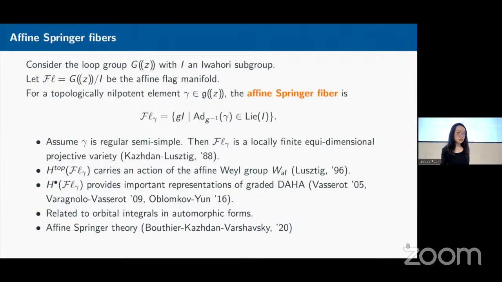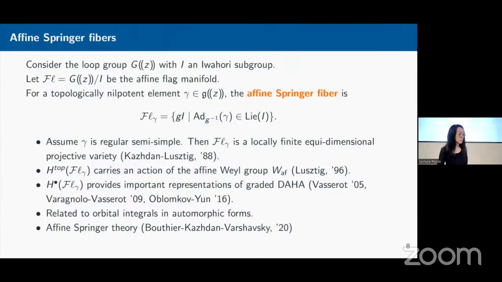And so this affine Springer fiber can be infinite dimensional in general, because the affine flag manifold is infinite dimensional. But if you assume gamma is a regular semisimple element, then this variety is locally finite dimensional, and moreover, it's equidimensional, meaning its irreducible components all have the same dimension. And then Lusztig constructed the analog of the Springer action in this situation, where he showed you have an action of the affine Weyl group on the top cohomology of this affine Springer fiber.